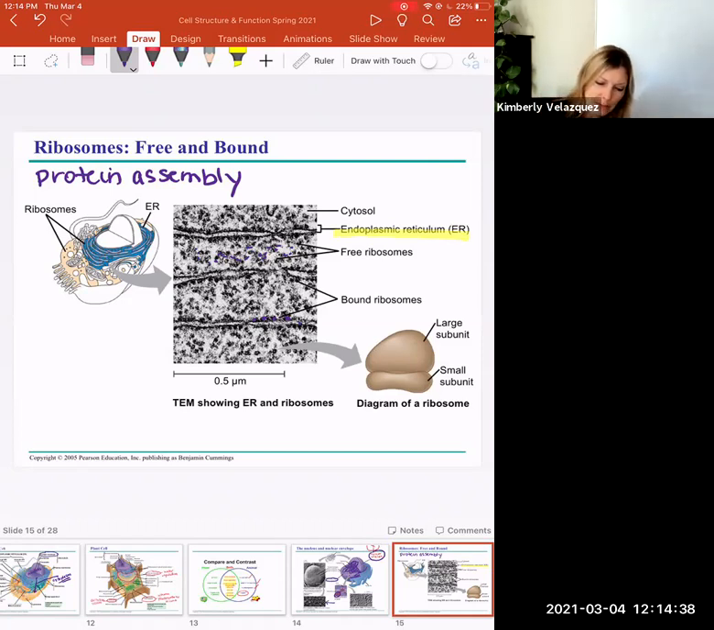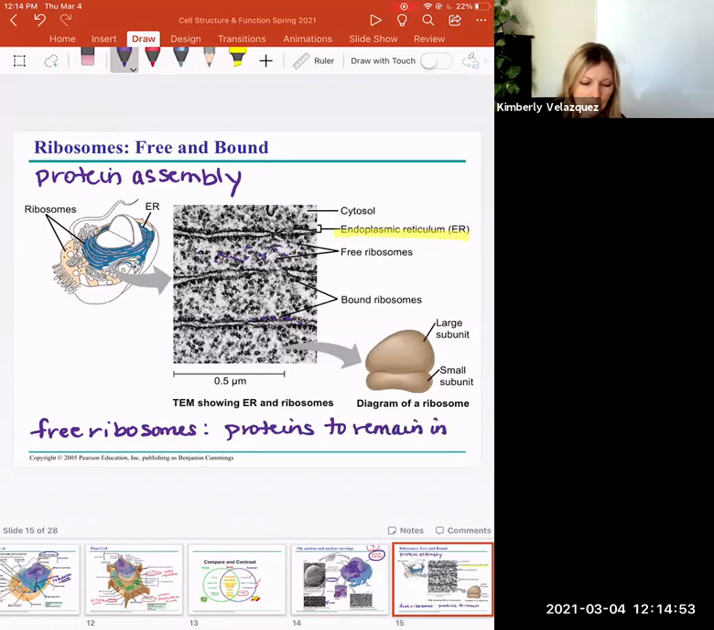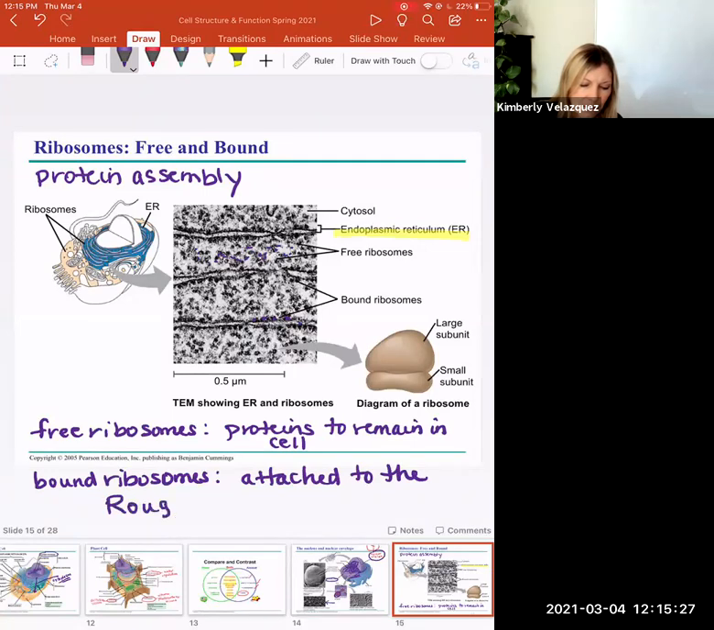The difference is that free ribosomes that are just free in the cell, this is where we assemble proteins that remain in the cell. Okay, so for example, key enzymes that are needed for that cell to carry out its chemistry. All of its chemical reactions require enzymes, and we make those enzymes on free ribosomes that are just loose in the cell, free in the cell, not attached to ER. We also have what are called bound ribosomes. And these bound ribosomes are attached to what's called the rough ER, the rough endoplasmic reticulum.